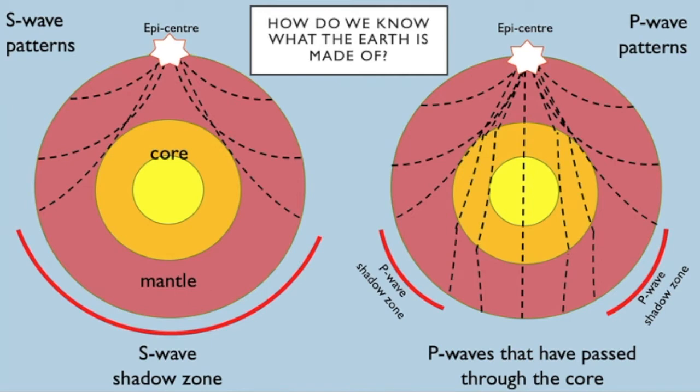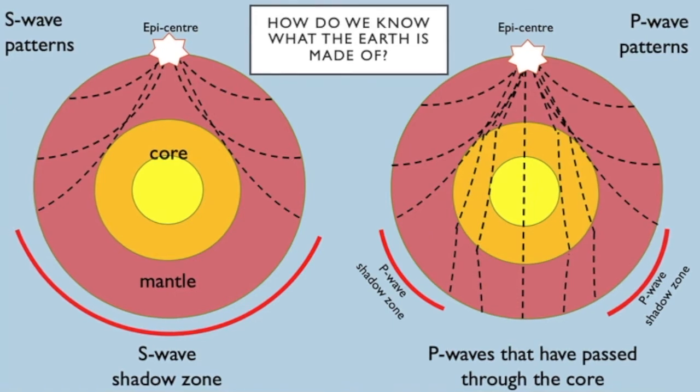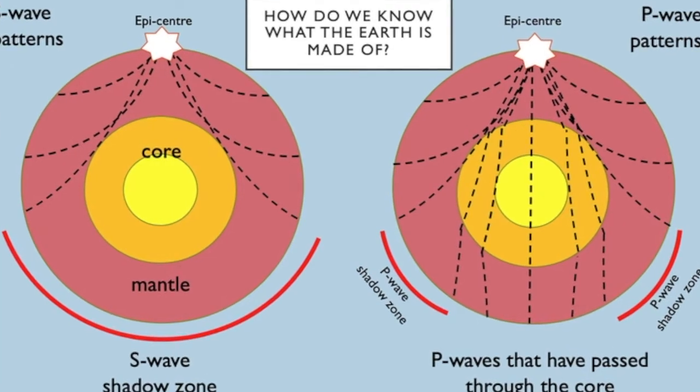So here we've got two diagrams. Both diagrams show the structure of the Earth. The diagram on the left shows where S waves have been picked up around the Earth, and the diagram on the right shows where the P waves have been picked up around the Earth. Now when there is an earthquake, seismometers around the world detect the vibrations.